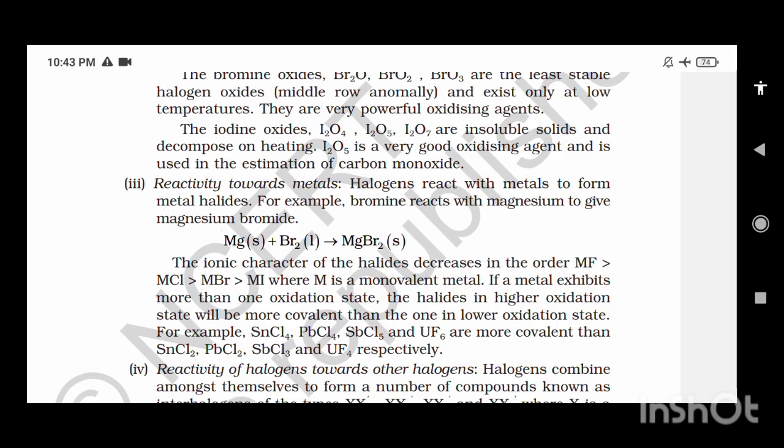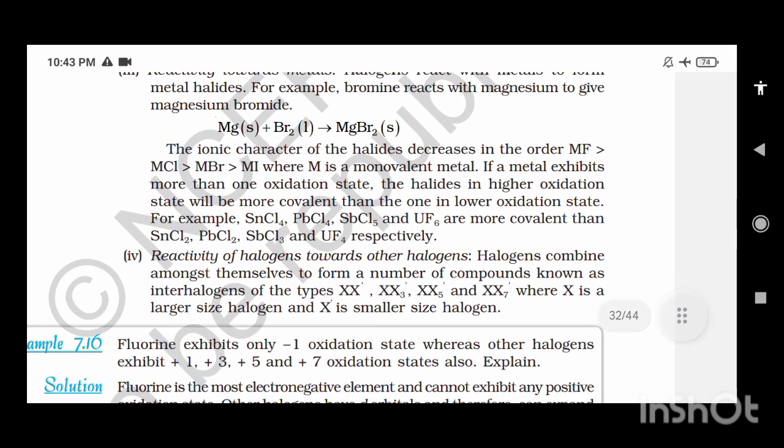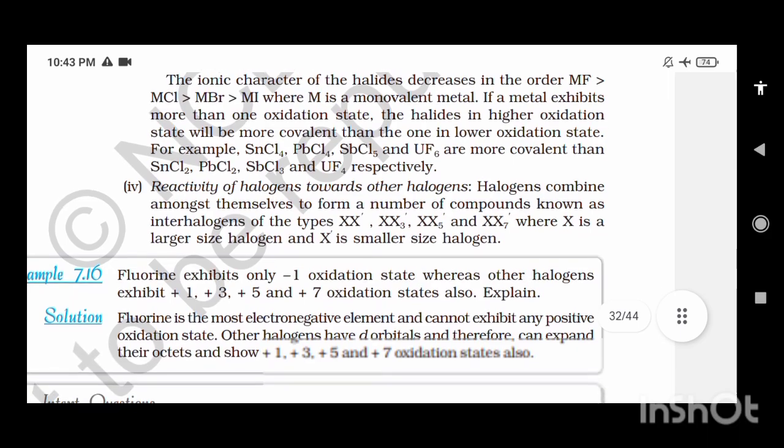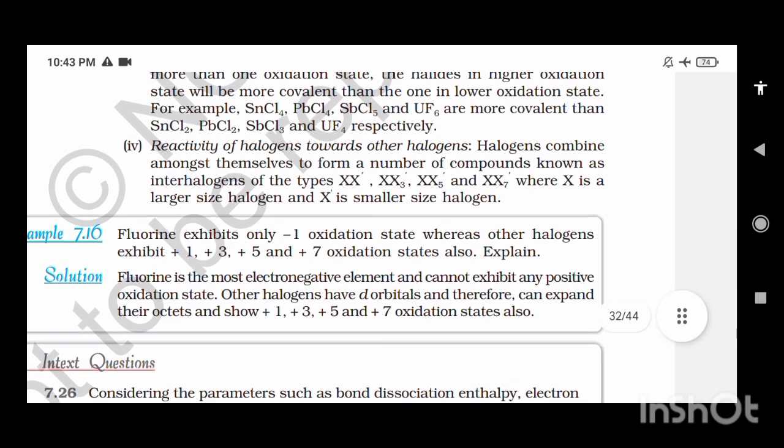Reactivity towards metals. Halogens react with metals to form metal halides. The ionic character of the halides decreases in the order. If a metal exhibits more than one oxidation state, the halides in the higher oxidation states will be more covalent than the ones in the lower oxidation states.